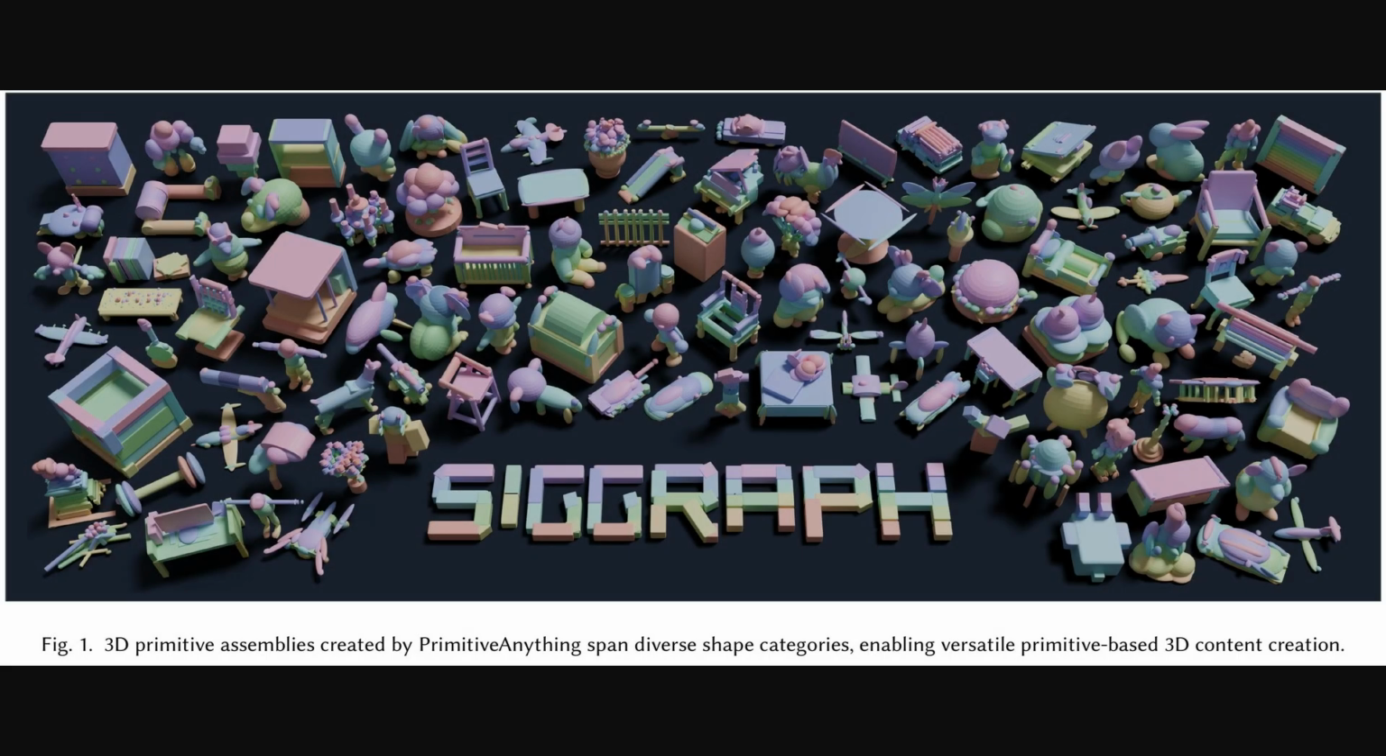Okay, so this first figure really gives us a great visual of what the authors are achieving. We see a whole collection of colorful 3D objects, things like animals, furniture, and even the word SIGGRAPH spelled out. These are all constructed by the PrimitiveAnything system, using those simpler geometric building blocks or primitives like cuboids and cylinders. It demonstrates how the system learns to assemble these primitives into complex forms, showcasing its versatility across many different shape categories, a key goal of this research.